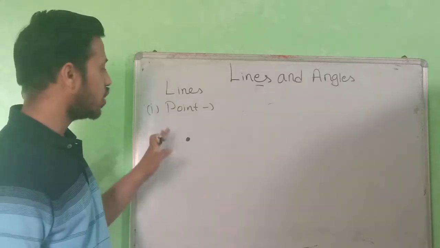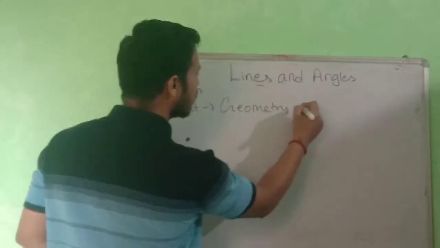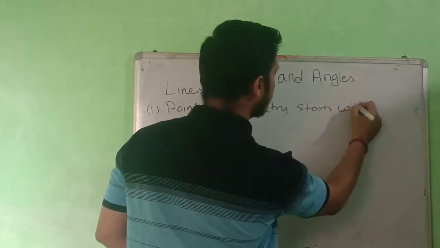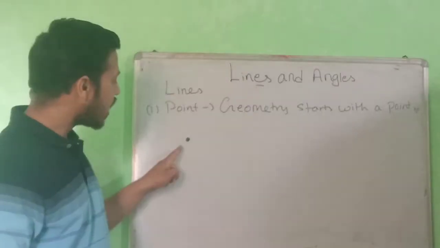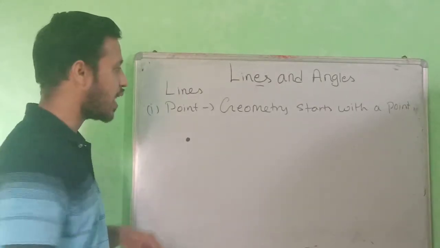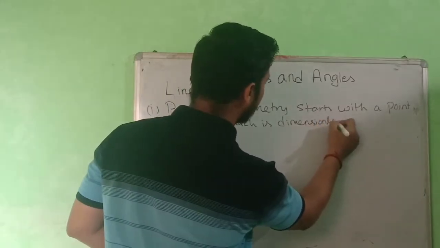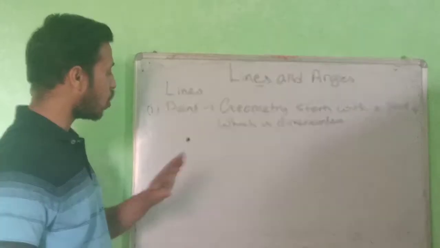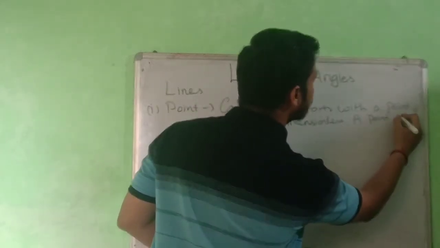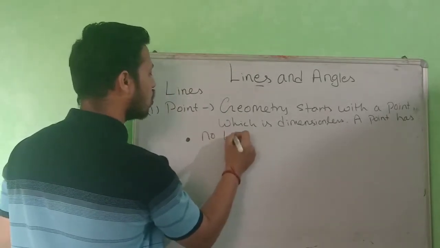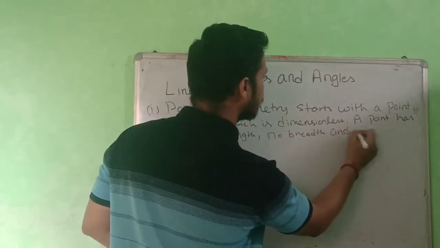We say that it is a point. This means that geometry starts with a point. Look here. This point neither has any dimension, it is dimensionless. This means that a point does not have any length, breadth or height. A point has no length, no breadth and no height.